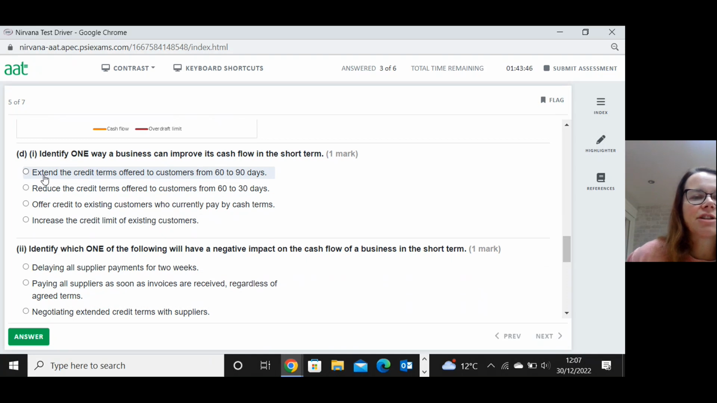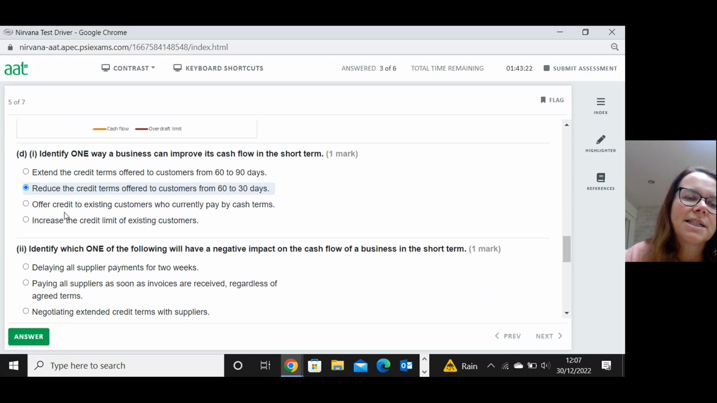So if it extends the credit terms offered to customers, they are going to take longer to pay, so we'll have even less cash. So it can't be that. Reduce the credit terms offered to customers. So yes, you would be collecting the money in 30 days instead of 60 days. So that would help your cash flow. So I think it's that one, but let's go on and make sure it's not the others.